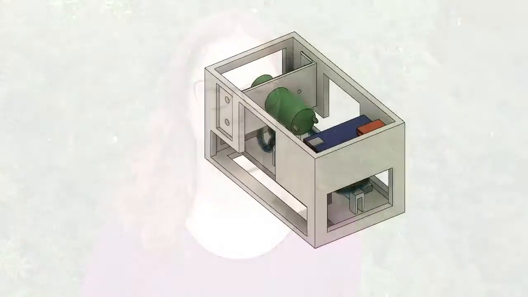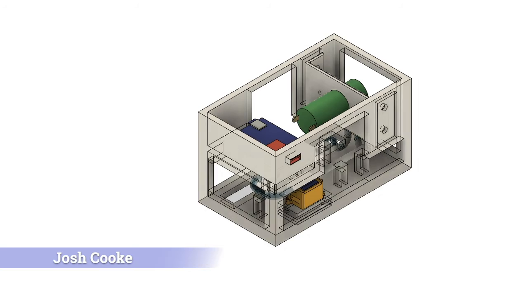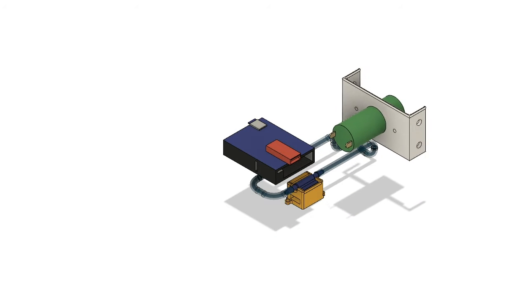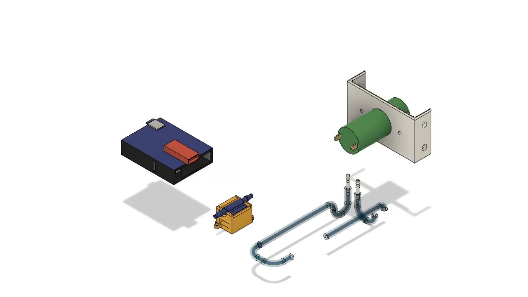So here is the CAD for our design. As you will see shortly, it consists of the peristaltic pump, the flow rate sensor and 3D printed base, the tubing, and the Arduino and data logger.